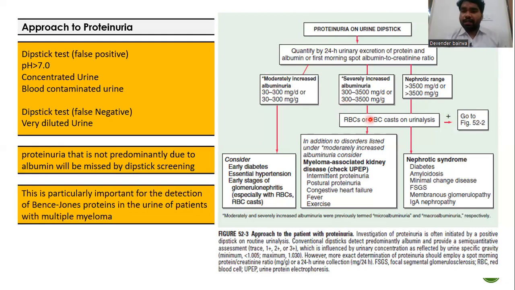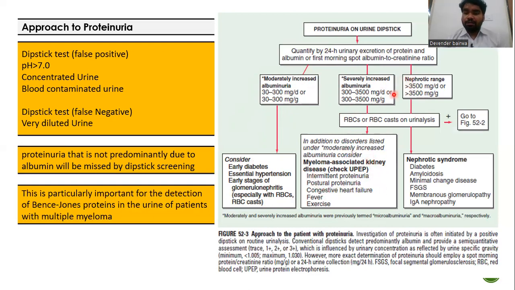Okay, so let's see, in this chart what we can see there can be proteinuria from 30 to 300 milligram, there can be 300 to 3.5 gram, or there can be more than 3.5 gram. More than 3.5 gram is also known as nephrotic range proteinuria. So causes we can see in case of a little amount of protein, this is because of mostly diabetes, hypertension. There can be early stages of glomerulonephritis, especially if there are RBC casts present. Then severely increased albuminuria can be seen in these cases. We can have intermittent proteinuria, postural proteinuria, congestive heart failure, fever, exercise, and myeloma associated kidney disease can be there.